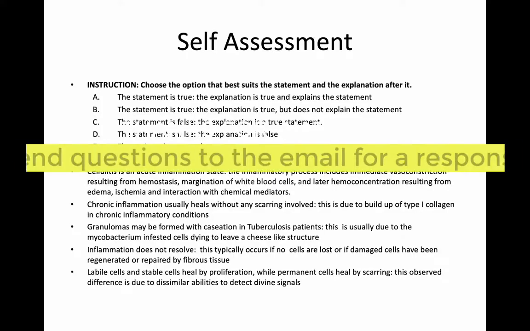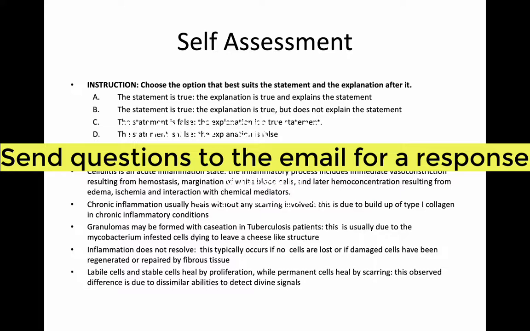With that, we come to the end of the class. Any questions?